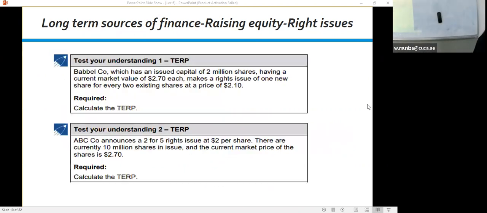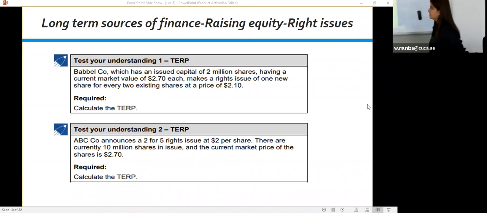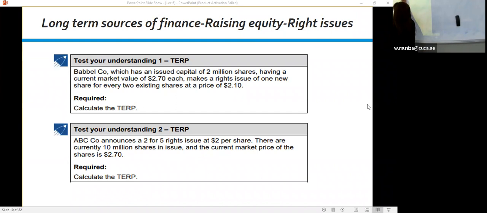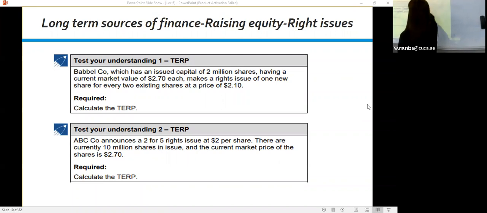In order to get the value of the right for an existing share. Now in Babel Company and in ABC Company, in both the cases, please calculate the value of the right and the value of the right for existing shares. So what was the TERP? TERP in both the cases was 2.5. So what is the formula for value of the right? It is TERP minus issue price. So in the first case, it will be 2.5 minus what is the issue price? Issue price has been 2.1. So the value of the right will be how much? 0.4.